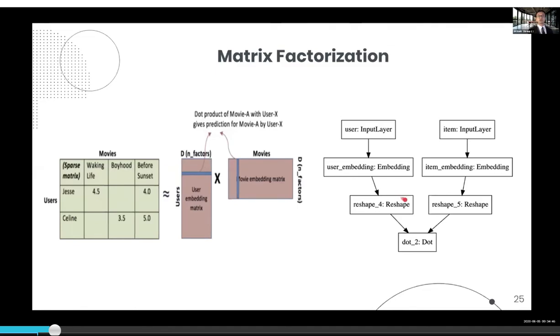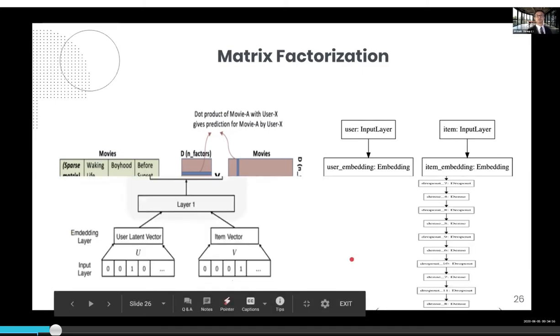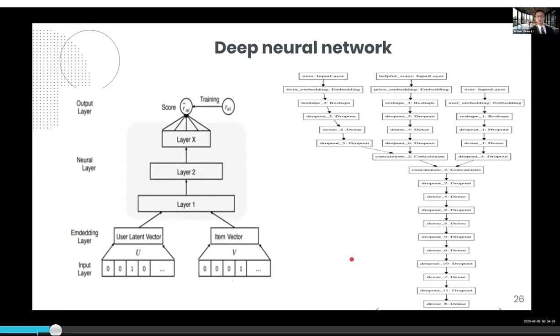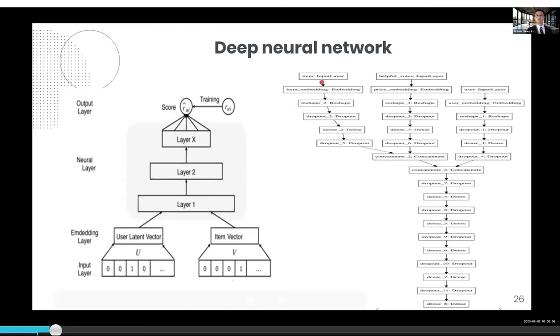Here, we feed the user and item data into embeddings, and finally we take the dot product. Another approach is the deep neural network. Compared with the previous architecture, the input is almost the same, item and user. We can add more different features and then use a convolutional neural network to narrow down to some final conclusion.